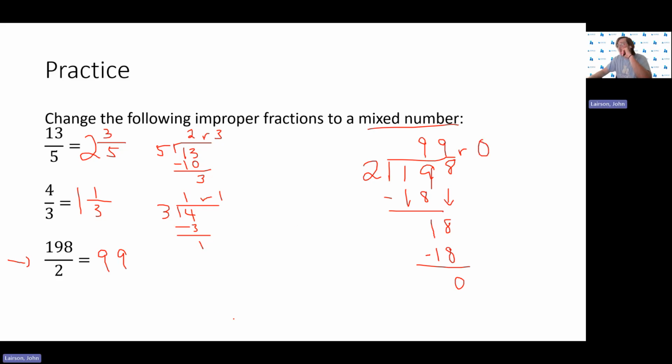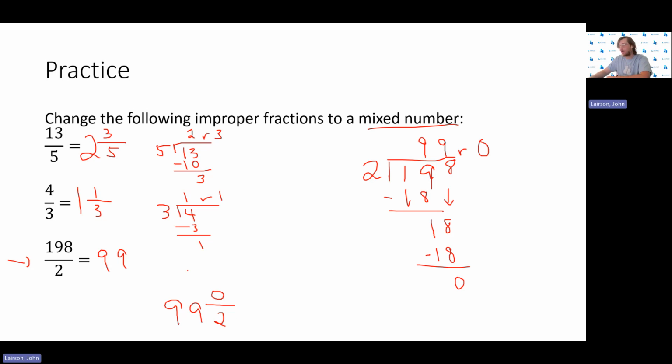So building up the mixed number here, we have 99. Right, that's our whole number part, the 99. Our remainder is the top of the fraction part, and we keep that same bottom too. So I see 99 and 0 over 2.